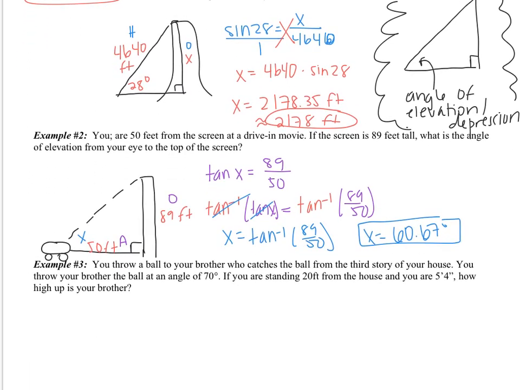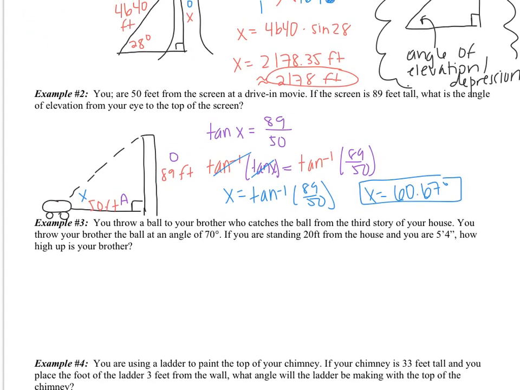Okay, we're going to do one more example, and then you're going to do one on your own. So let's move down to example number 3. It says you throw a ball to your brother, who catches the ball from the 3rd story of your house. You throw your brother the ball at an angle of 70 degrees. If you are standing 20 feet from the house and you are 5'4", how high up is your brother? This question gives us a lot more information, so we're really going to need to digest it as we draw a picture.